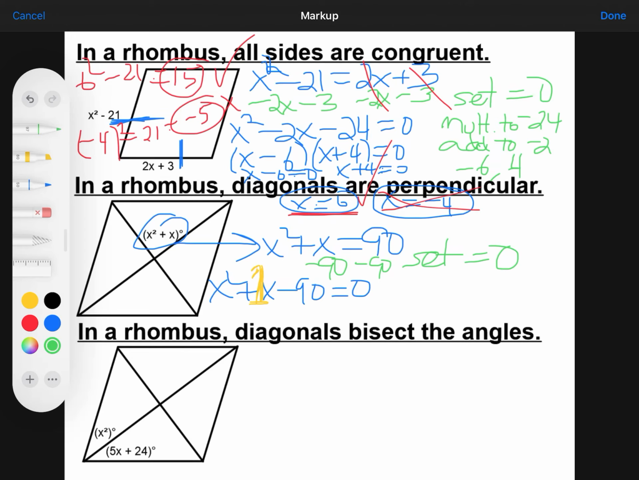So what two numbers multiply to negative 90 and add to positive 1? And when you stop to think about it here, the two numbers would have to be 9 and 10, with 10 being positive. So 10 and negative 9, because that would have to multiply to a negative number. So you take those numbers you just thought of and you put them in the parentheses. X plus 10, x minus 9 equals 0.